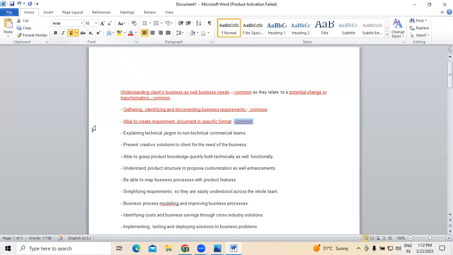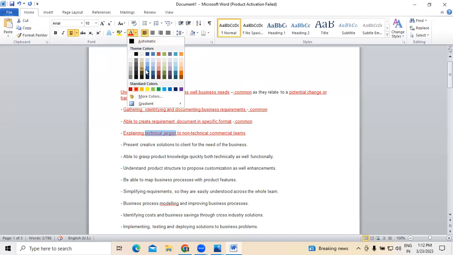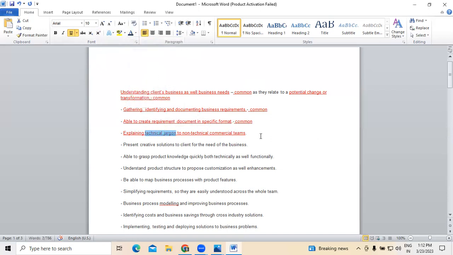That's what it is. Now, explaining technical jargons to non-technical commercial teams. For that, you need to have an idea over this. Being a business analyst, one should have knowledge of the technical jargons, which is essentially important. If you know these technical jargons, it is easy for people to understand. So this comes with understanding, and most of the time with observation.